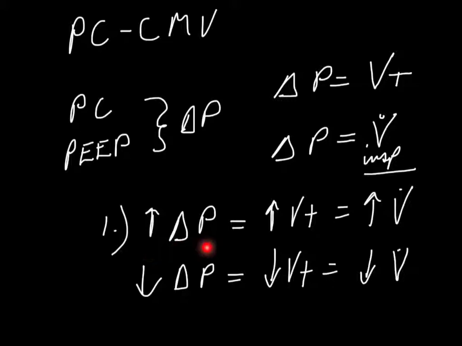So if we increase our delta pressures, we are going to increase our tidal volume, and we're also going to increase our peak inspiratory flow rate. If we decrease our pressure gradients, we're also going to decrease our tidal volume delivered to the patient, and we're going to decrease our inspiratory flow. And these are those basic factors that I was looking at that we wanted to tease out for the factors that control inspiratory flow in the mode of pressure control CMV.